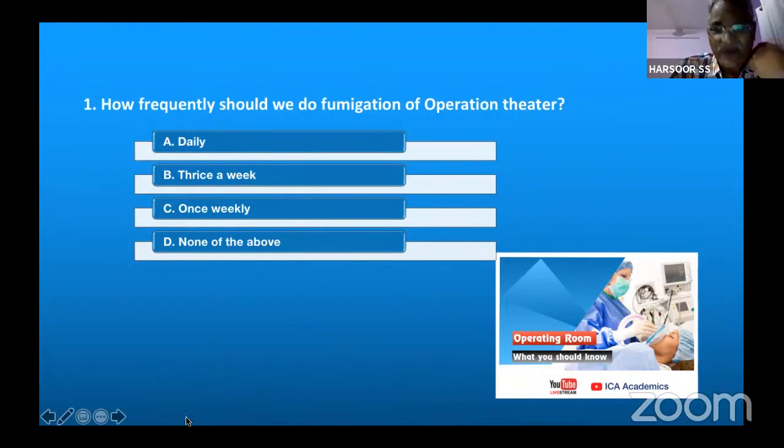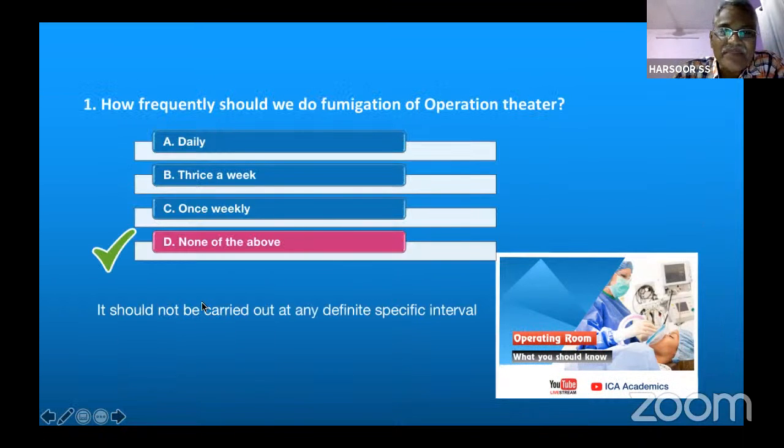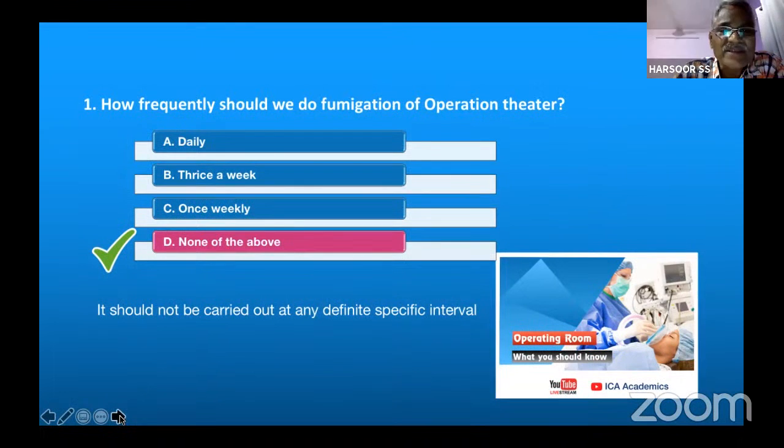Okay, 25 out of 87 people. 28. Okay, so 30 people have voted and they have said none of these, that is daily, thrice a week, or once a week. The answer is, he has already clarified very clearly, that fumigation should not be carried out at any definite specific interval, except when you do renovation or some activity in there. Otherwise, it is not always necessary.